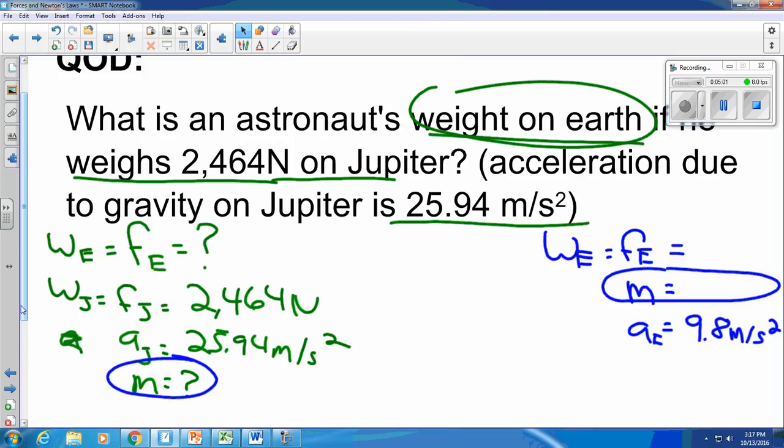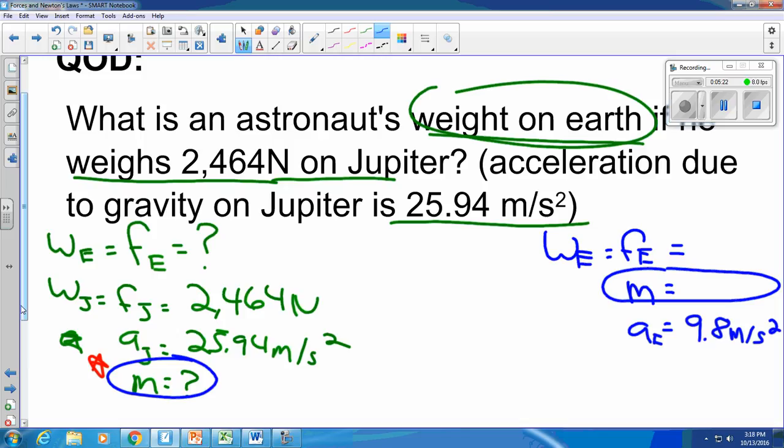Why? Because your mass doesn't change. The stuff doesn't change based on where you're at. What does change is gravity's force on it. Okay? So that's where we have to start. We have to solve for my mass in order to figure out my weight on Earth.